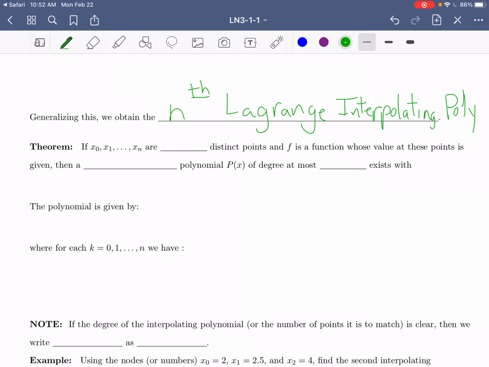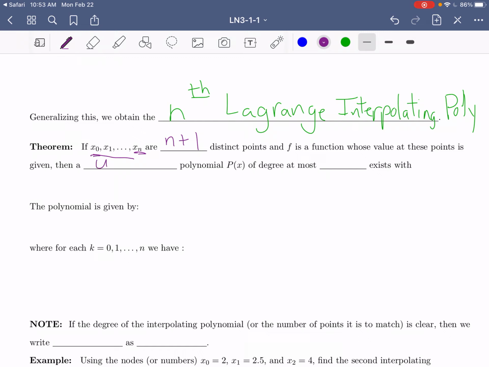So we have this theorem to start with. Suppose we have these points x0 through xn. So how many points are there? Well, there are not n points because we also have x0, so there are n plus 1 points. And f is a function whose value at these points is given.